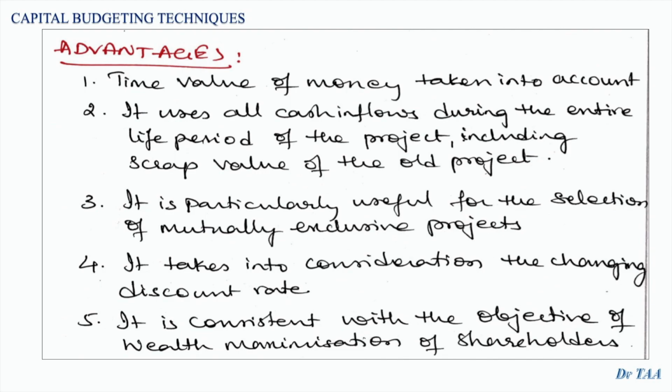Next one is this particular technique is applicable for mutually exclusive projects. Mutually exclusive projects means only one project can be accepted, the other projects cannot be accepted. So selection of one project means automatically rejection of other projects. It also takes into consideration the changing discount rate. This is one advantage, and it is also consistent with the objective of wealth maximization of the shareholders.